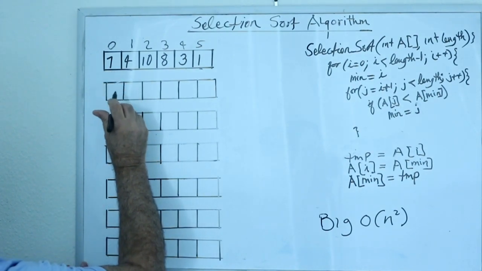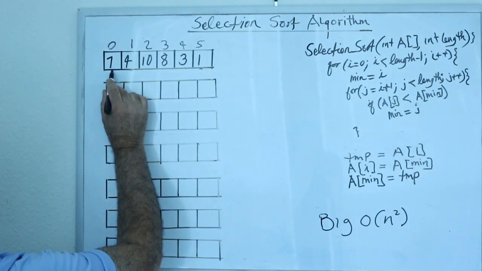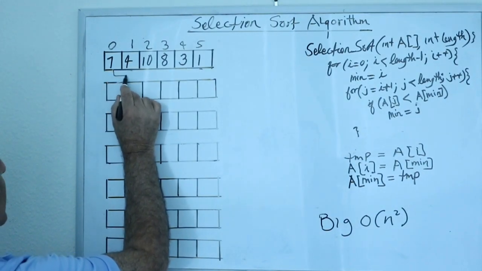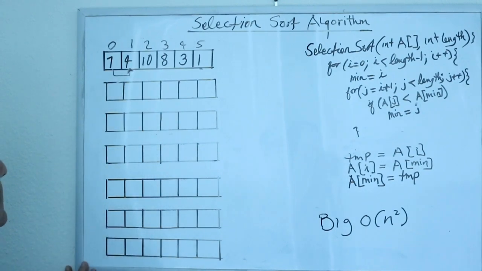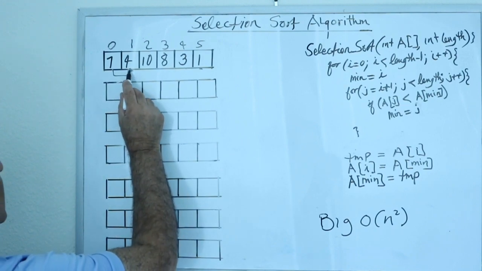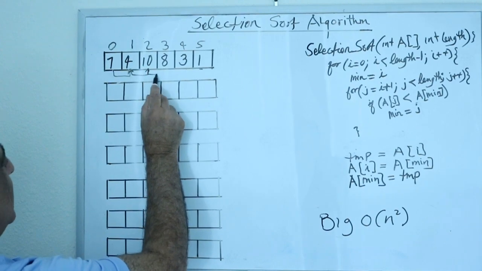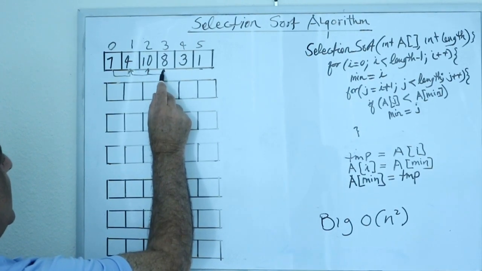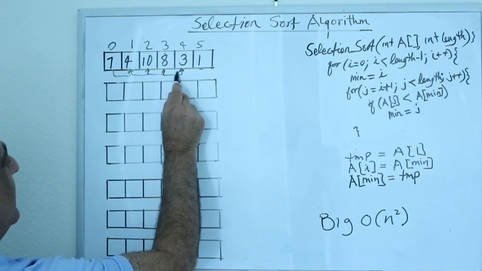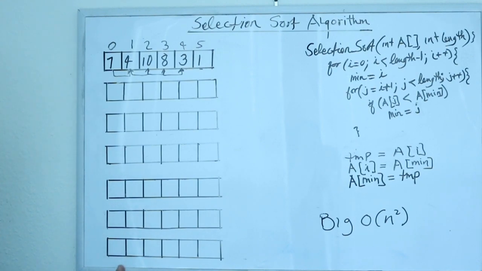So it takes the first number, 7. It looks at 7. Is there a number less than 7? 4. So we run into 4. 4 happens to be less than 7. We go through the list. Is there a number less than 4? 10 is not less than, 8 is not less than, well 3 is less than 4. So I pick 3 now.